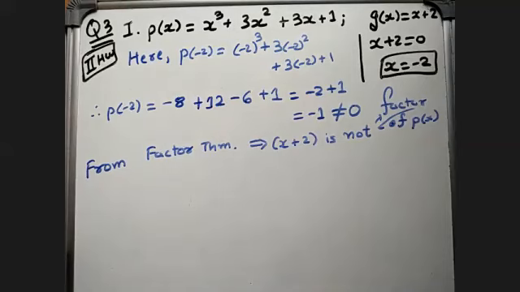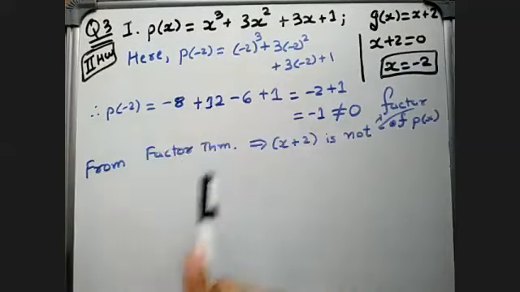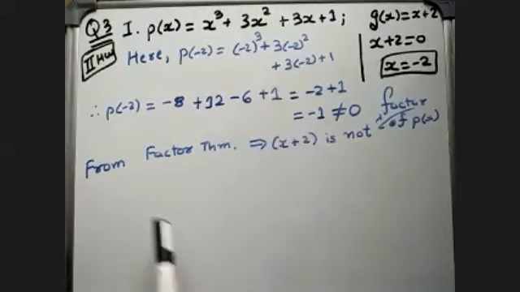Now, so question 3's second part you will do at home now, right? Let me quickly repeat once again. If p of x is divided by x plus 2, then p of -2, if I find, I'll put x equal to -2 in the polynomial. Then after simplification, I'll get p of -2 as -1, which is not equal to 0. So according to the factor theorem, it is not a factor of p of x, because if it were a factor, the answer would have been 0. So this is our question 3.